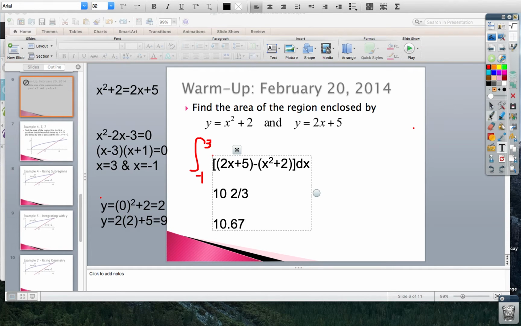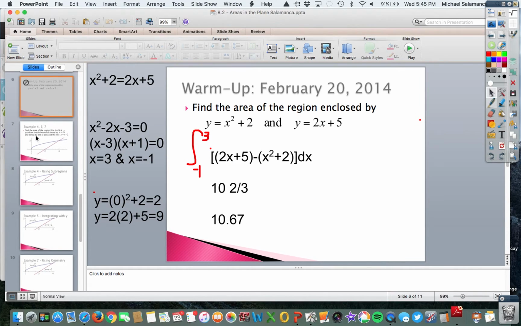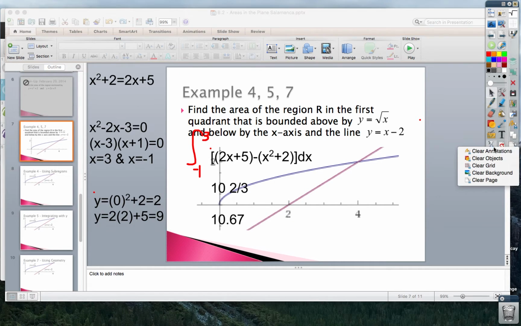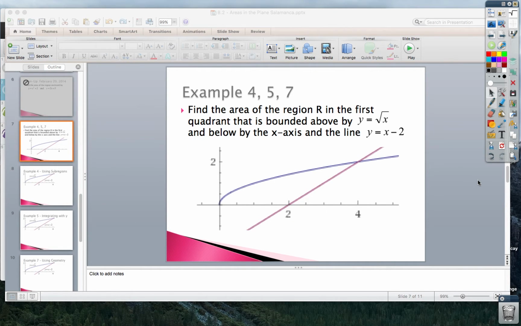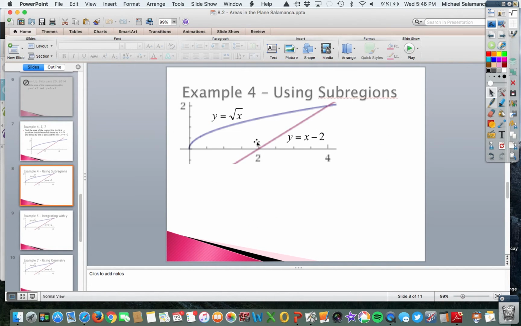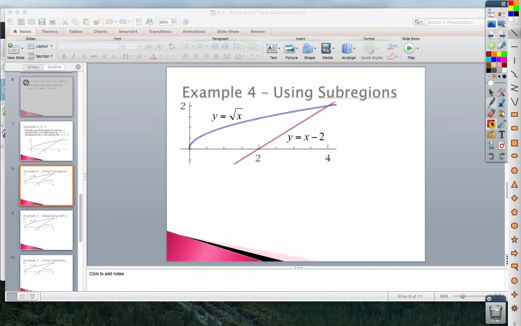So hopefully this is getting pretty easy. Let's try another problem. Here we have one problem we're going to do 3 different ways. So looking at example 4 using subregions, what we're going to do is take this apart and split it into 2 pieces.